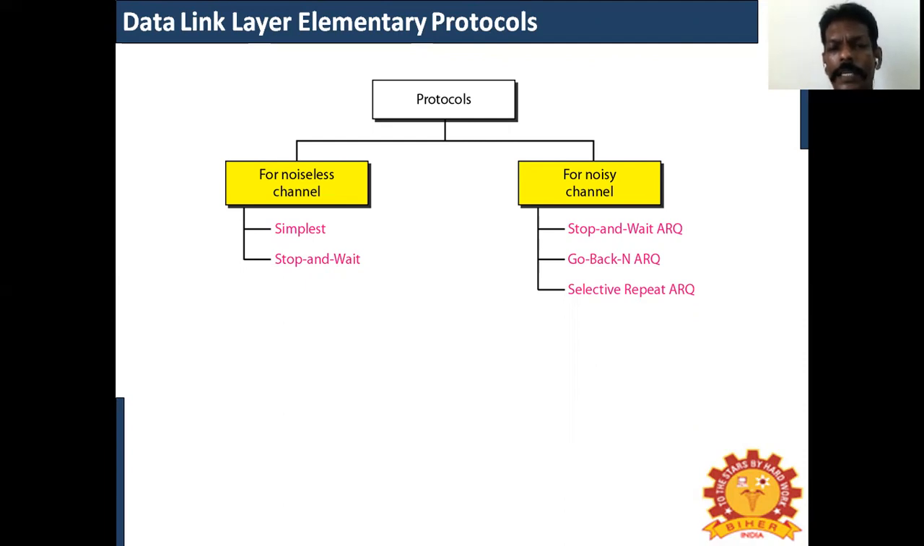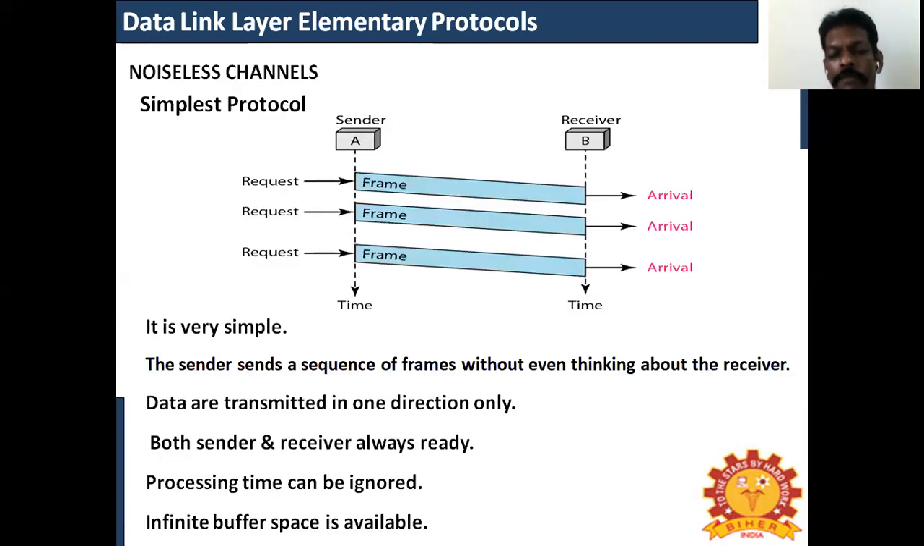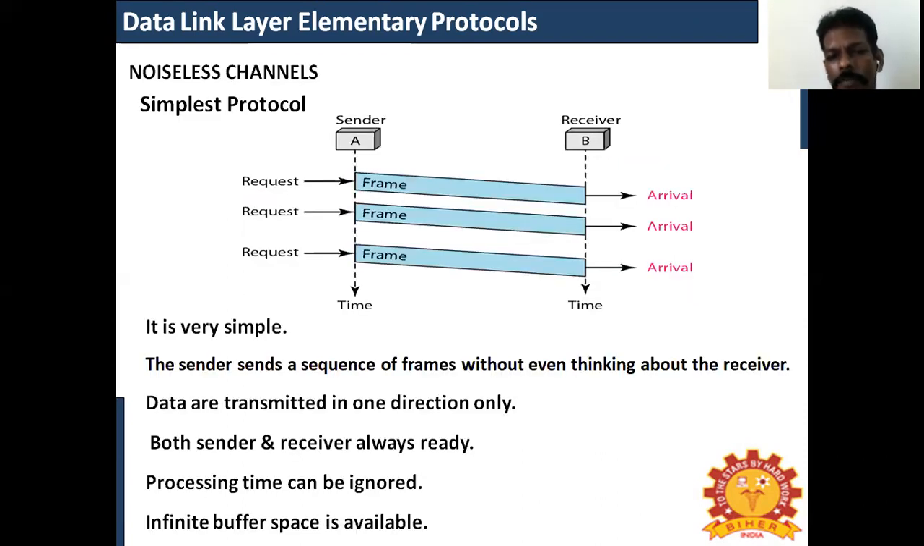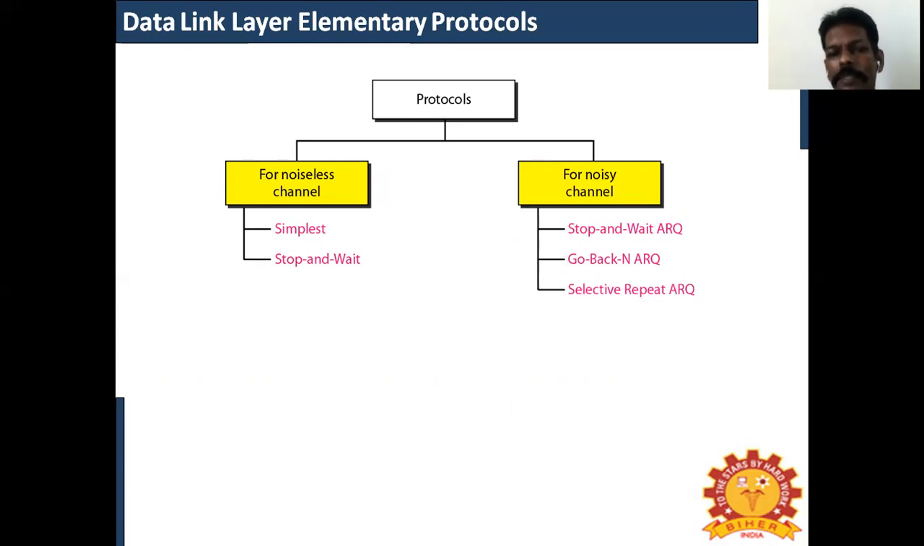In the case of a noisy channel, we have 3 different types of protocol. One is the stop and wait protocol, go back N ARQ protocol, and then the selective repeat protocol. Generally, in the data link layer, we are going to discuss 4 different types of protocol: stop and wait protocol, go back N ARQ protocol, selective repeat ARQ protocol, and then the sliding window protocol. First is the noiseless channel protocol. First we discuss the simplest protocol.